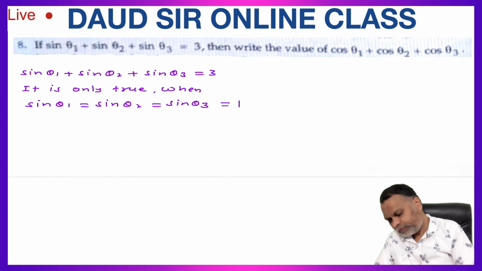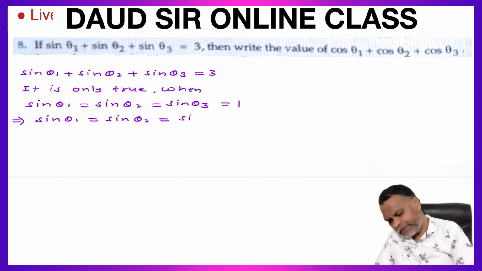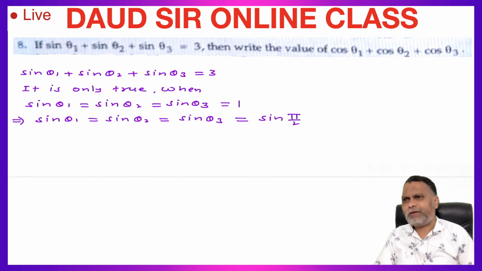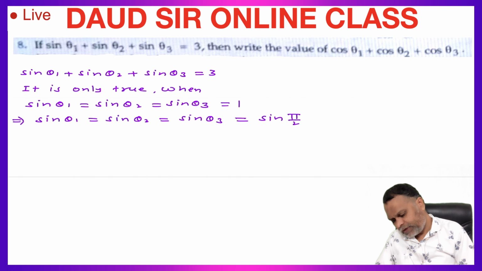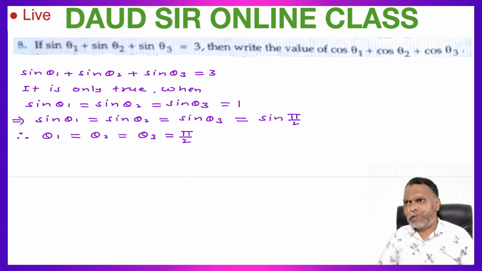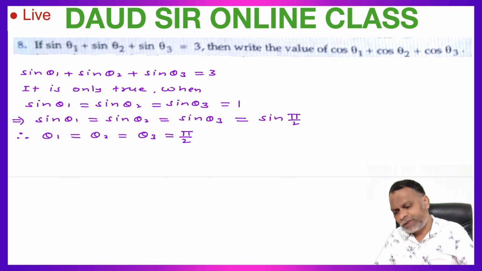So this is 1. So we can write sin theta 1 is equal to sin theta 2 is equal to sin theta 3, and this one we can write in terms of sin 90. Sin 90, pi by 2 or 90 degree you can write. Sin 90 is equal to 1. Now compare all the sides. So therefore theta 1 is equal to theta 2 is equal to theta 3 is equal to pi by 2. So we calculated the value of theta 1, theta 2, theta 3 is equal to pi by 2. Now directly we can substitute these values of theta 1, theta 2, theta 3 here.